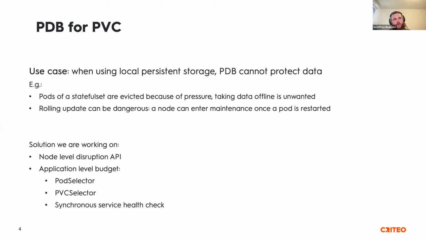And the solution that we're working on to solve both of these issues is to have some kind of node level disruption API, where we can create a disruption of a node, and it will check for budget, which works a bit like PDB, except you can select pods, you can select PVCs, and you can also perform a service level health check. So that's the direction where we're heading. I don't know if you have feedback, if you have seen people with the same kind of issues as us. Yeah, just open to feedback here.